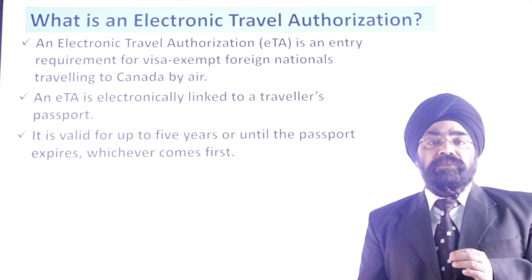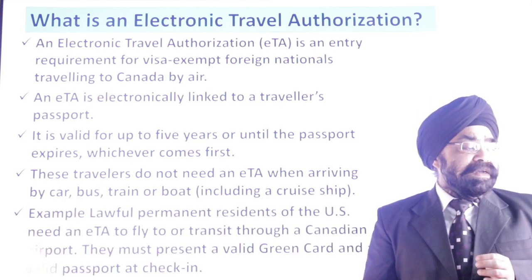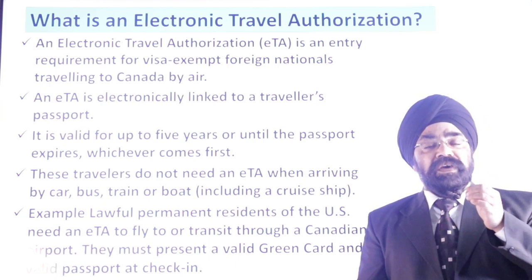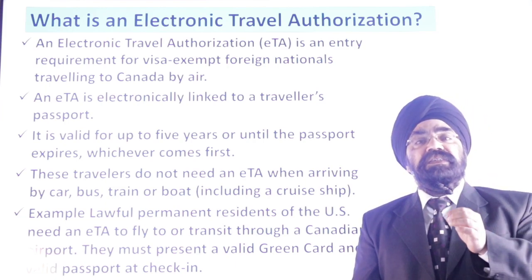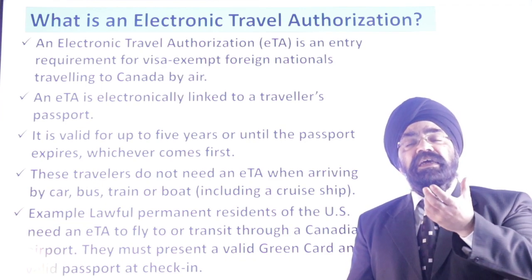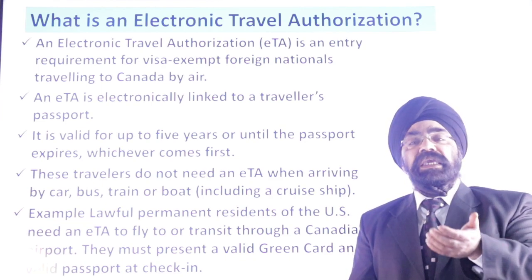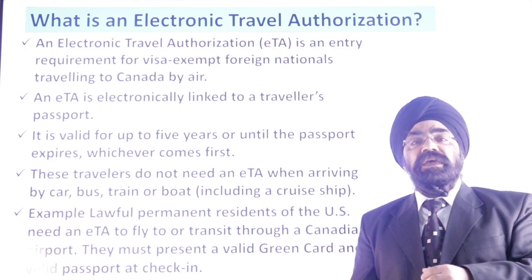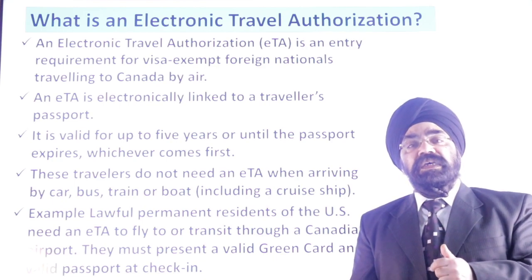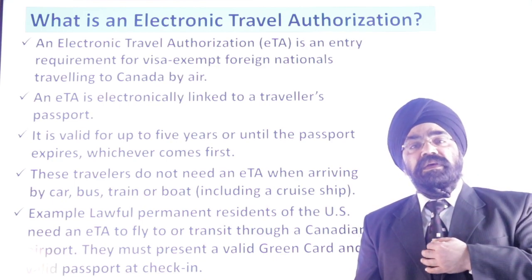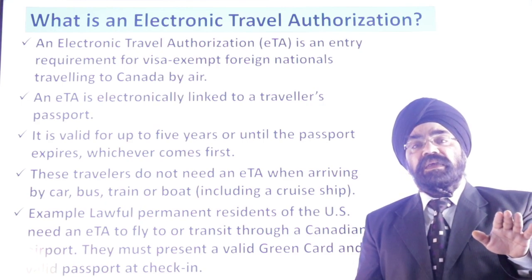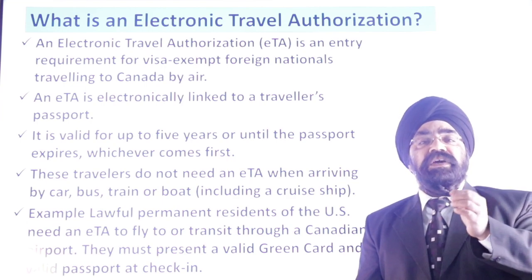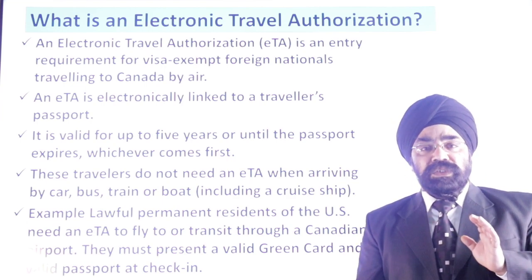So let us see an example. As an example, I have taken a lawful permanent resident of the United States. If a permanent resident of the United States has a valid green card, maybe he is carrying a passport of India or a passport of Pakistan or some other country, but he has a green card from the US. So if he is coming by land border, he does not require anything. If he is coming by air, then he needs ETA. It is a $7 cost and electronically issued.